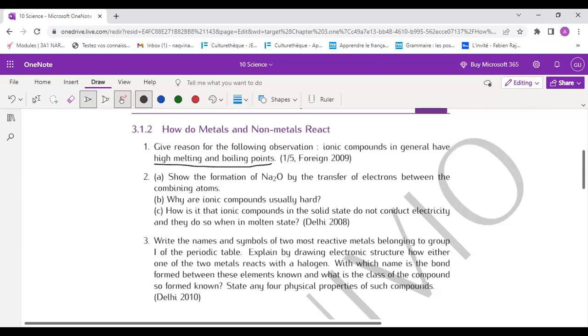Now, second question. Can you show me the formation of Na2O, sodium oxide, by the transfer of electrons? Just as we have discussed NaCl, MgCl2, KCl, similarly you have to write down for Na2O. Will you be able to do this? Yes or no? Yes. So try it right now.